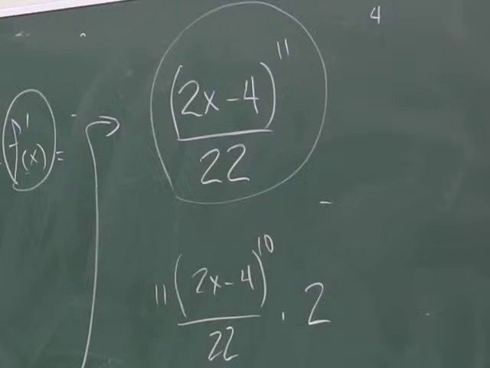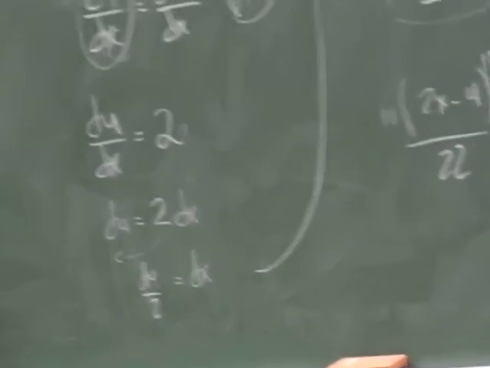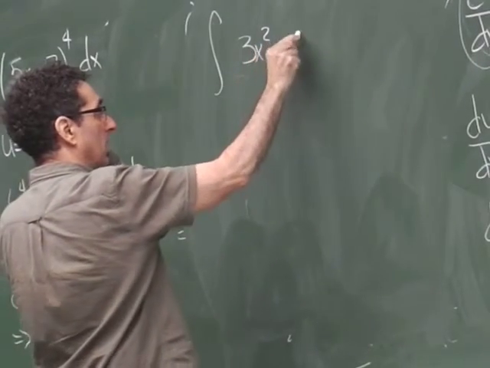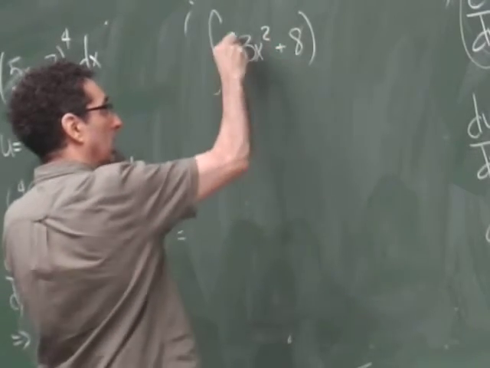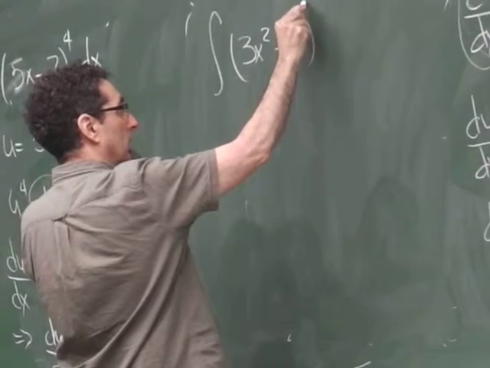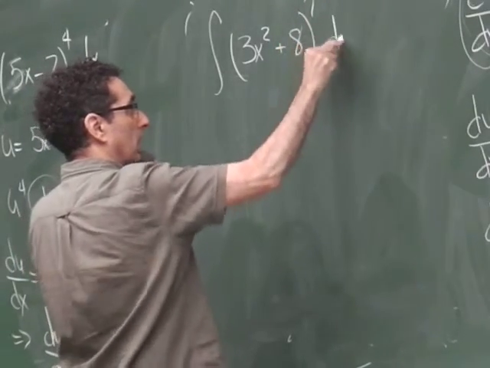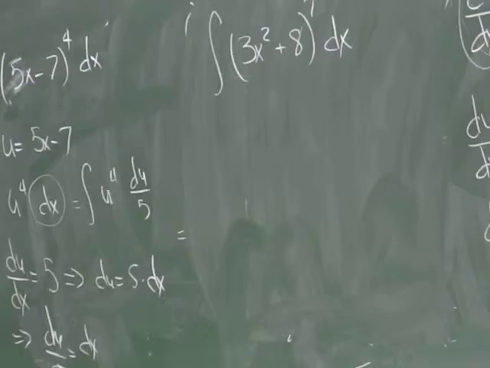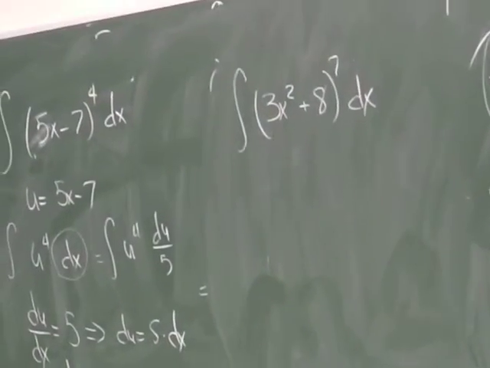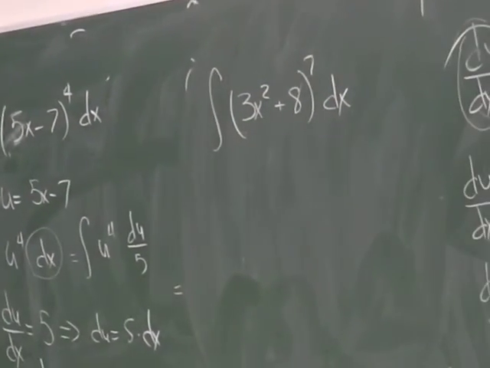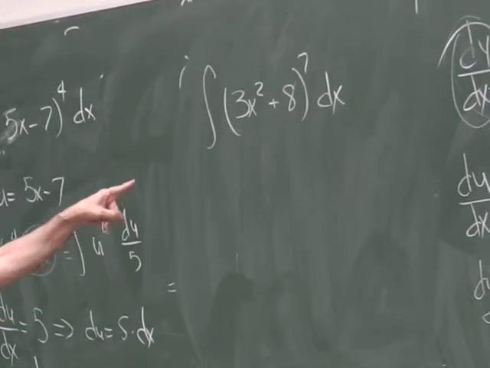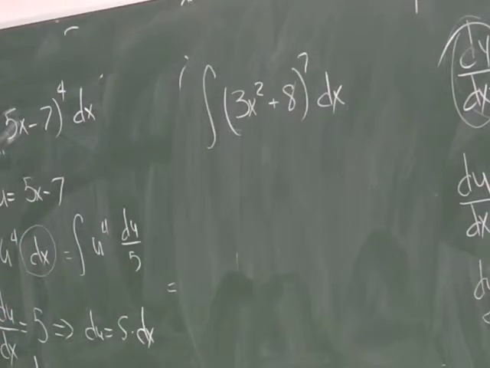Okay, so here. Now let's just do one more. So let's suppose you had the integral of (3x squared plus 8) to the 7th dx. Okay? So what are we trying to find? We're trying to find the function whose derivative is that. Right? Now, thinking about that is not easy. So instead, we're going to use what?